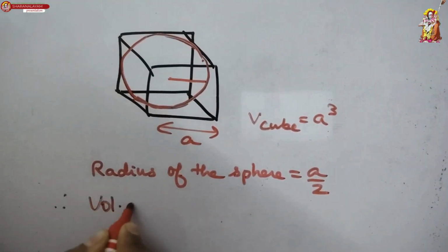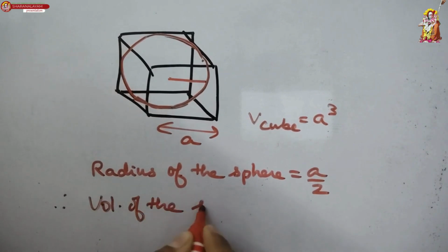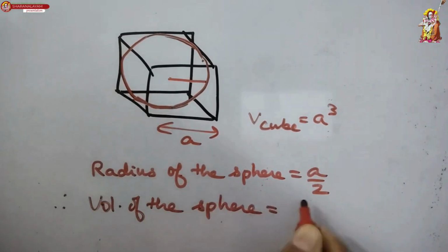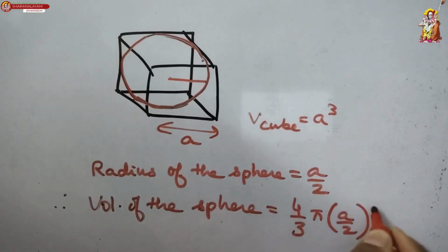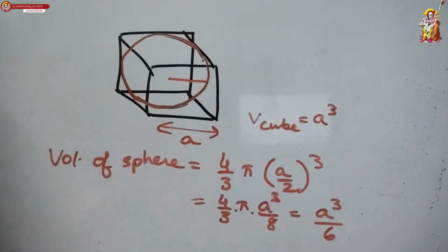So, the volume of the sphere will be equal to 4 upon 3 pi a by 2 whole cube, correct? So, volume of the sphere is 4 upon 3 pi of a by 2 the whole cube. So, 4 upon 3 pi a cube upon 8. 4 and 8 get cancelled. So, 4 2s are 8, 3 into 2 is 6. So, this is pi a cube upon 6.